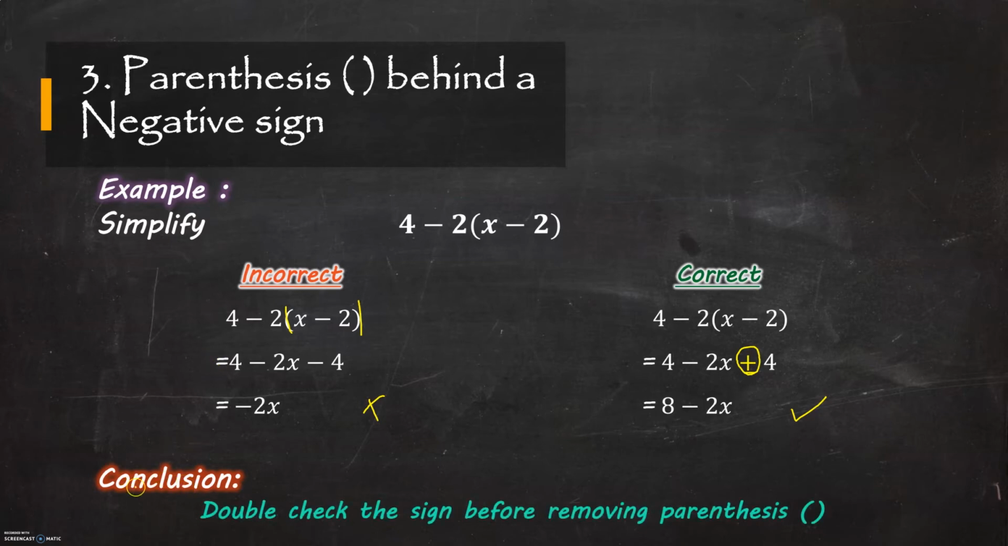So here I have to say, please double check the sign before removing parentheses. If it's a positive, then you are good to go. You just simply remove it. If it's a negative, then you have to check whatever the sign inside the parentheses is. If it's a positive, then you're going to have a negative. If it's a negative, then you have a positive after you remove the parentheses.